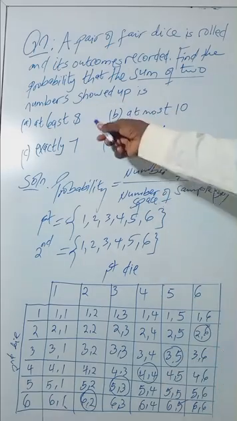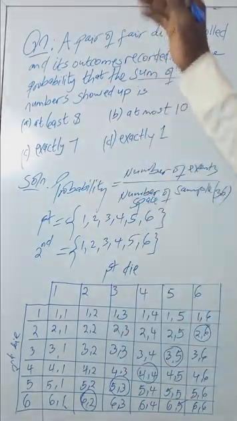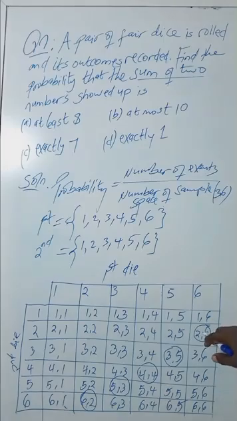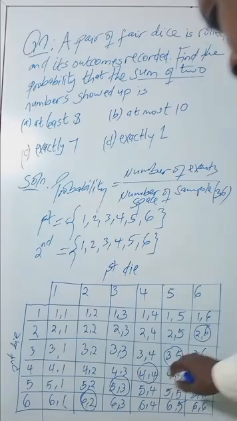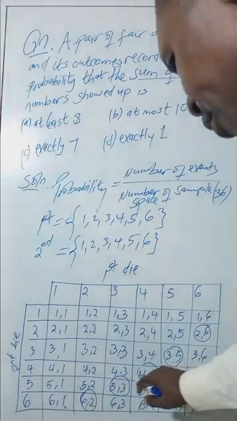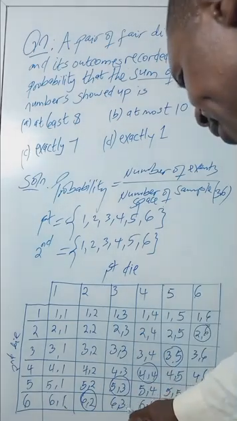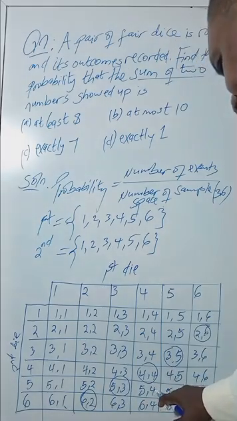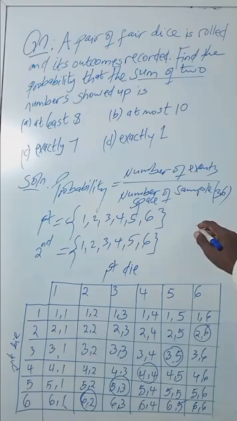Now the first one, part A, says at least 8. At least means from 8 going upward. So 8 is this column. Can you see, moving along this diagonal, that's where you find 8. Along the diagonal there are 1, 2, 3, 4, 5. Since it is at least, then we continue 6, 7, 8, 9, 10, 11, 12, 13, 14, 15. I'm getting 15. That is for part A.